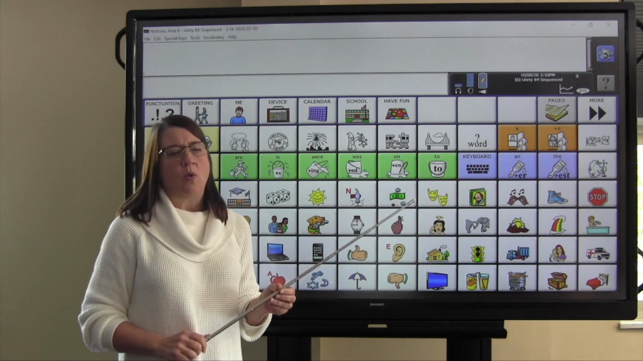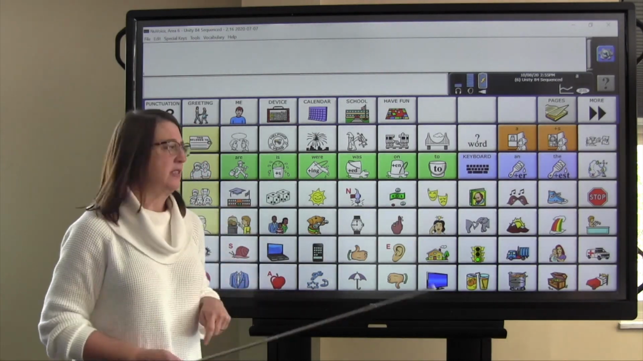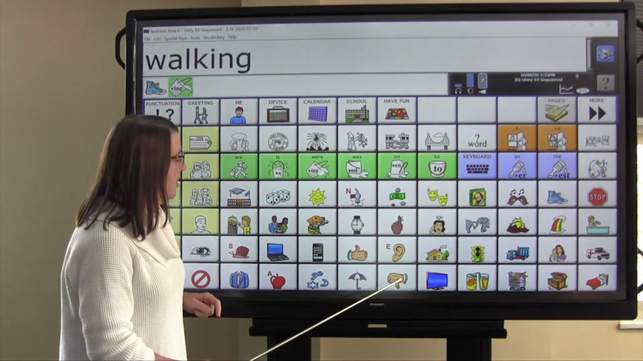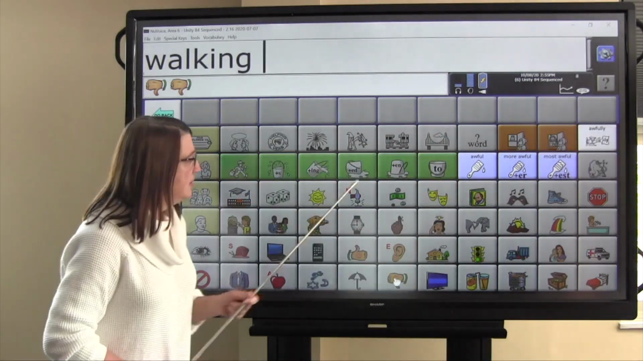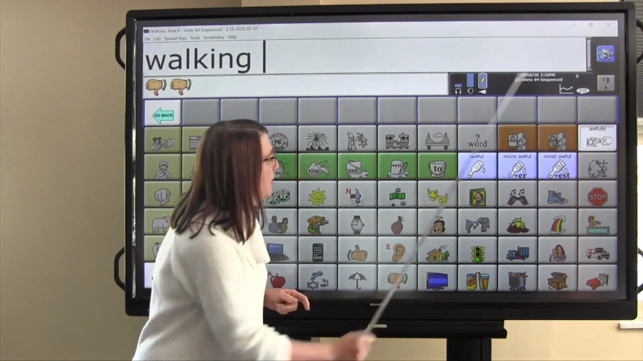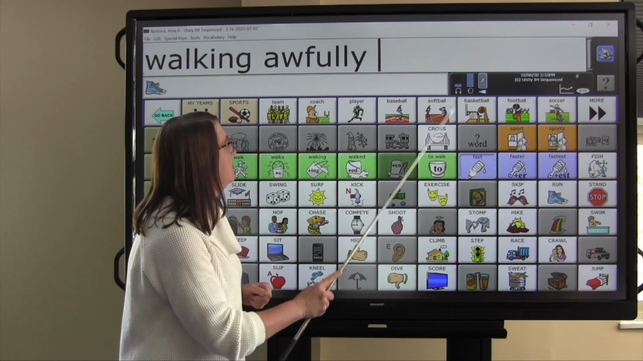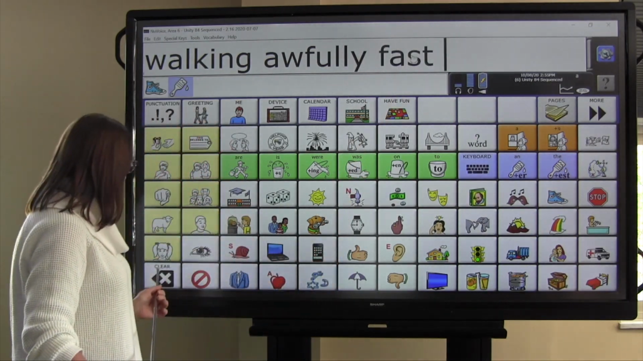Let's say walking awfully fast. Shoe plus ing. Walking. Thumbs down plus adverb. Awfully. Fast. Shoe plus adjective. Fast. Walking awfully fast.